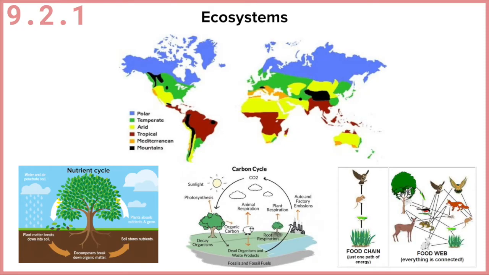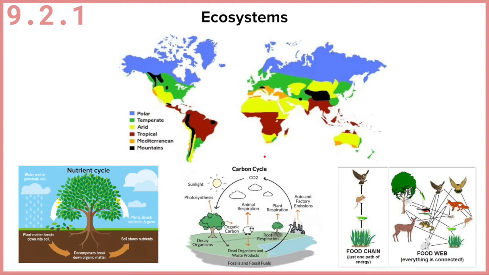In this section, we're looking at where we find our different biomes, which are ecosystems on a really large scale. We're also looking at the different types of processes that occur within an ecosystem. Let's have a look at the map at the top of the presentation. You can see it's been coloured to represent different zones.